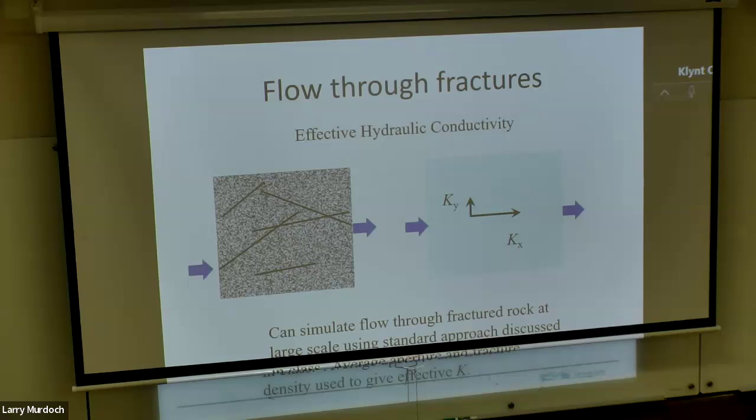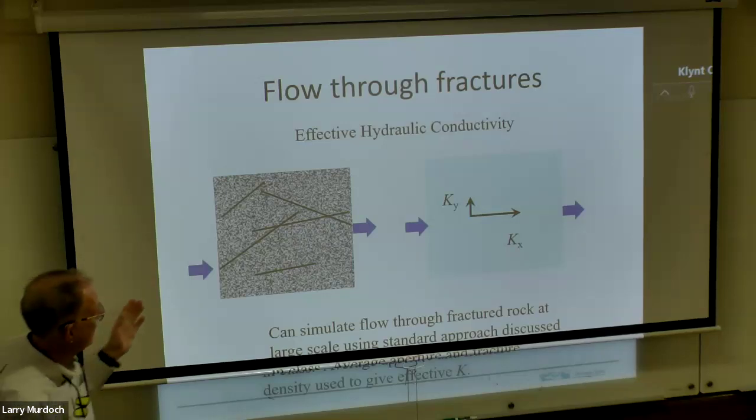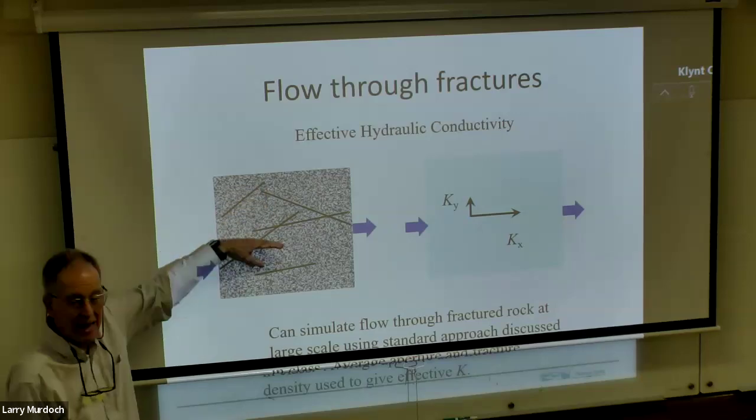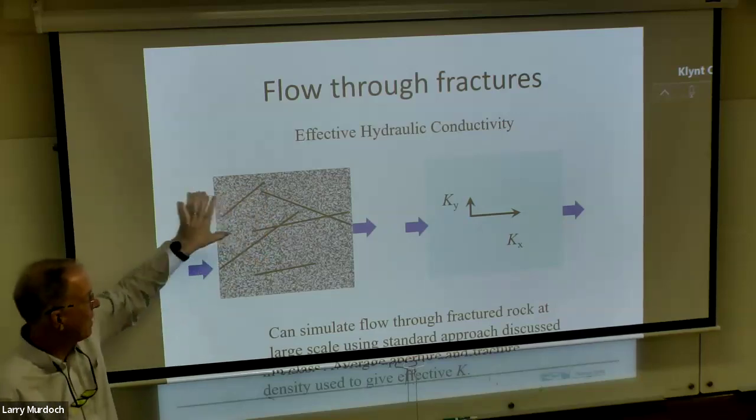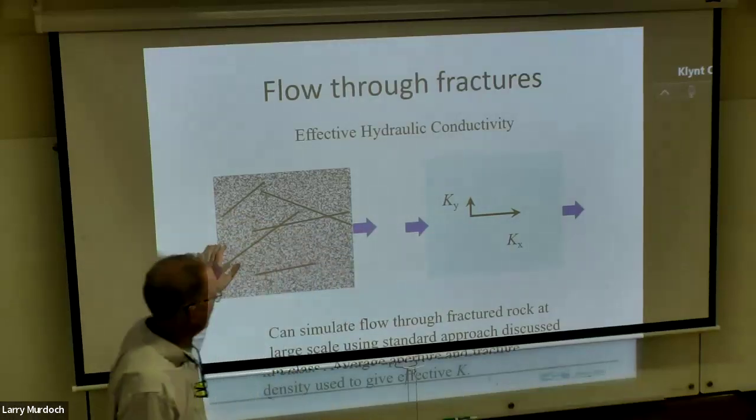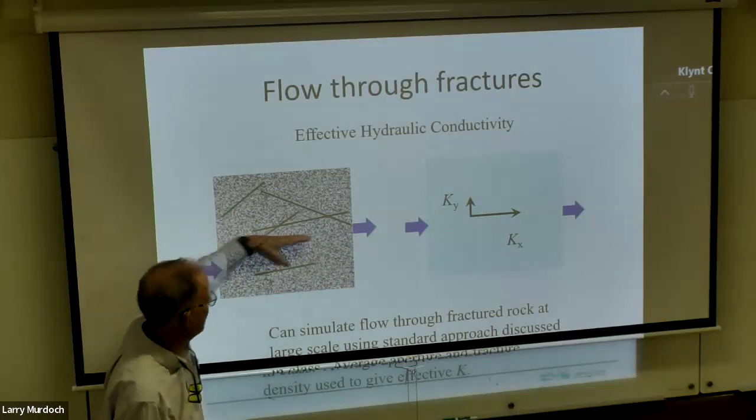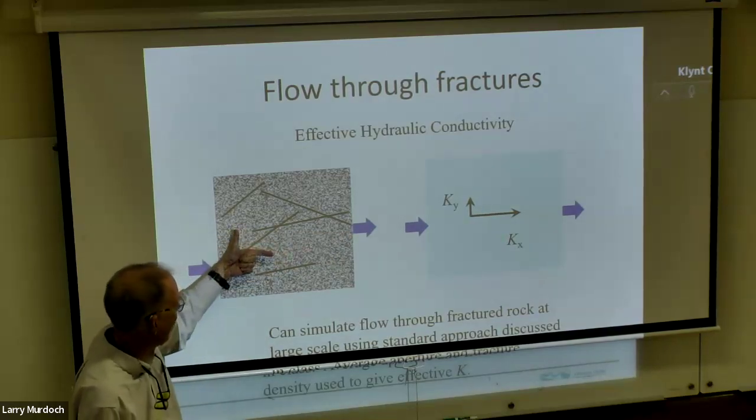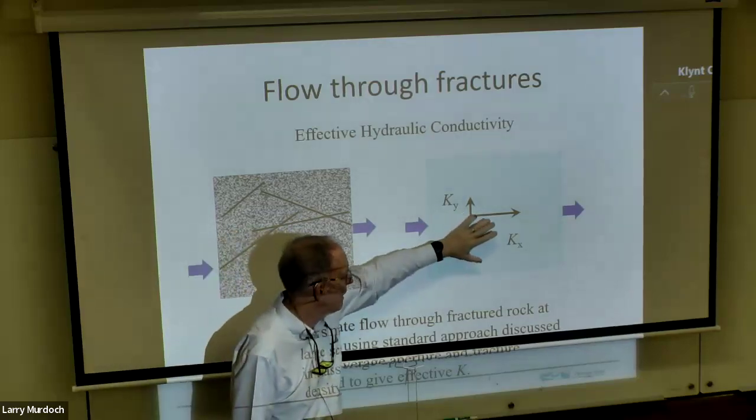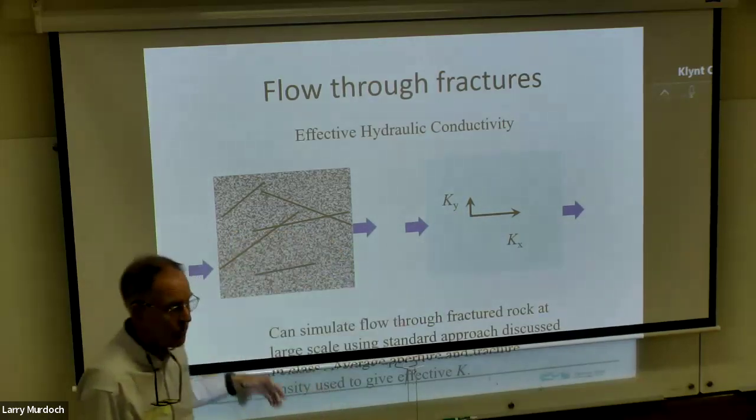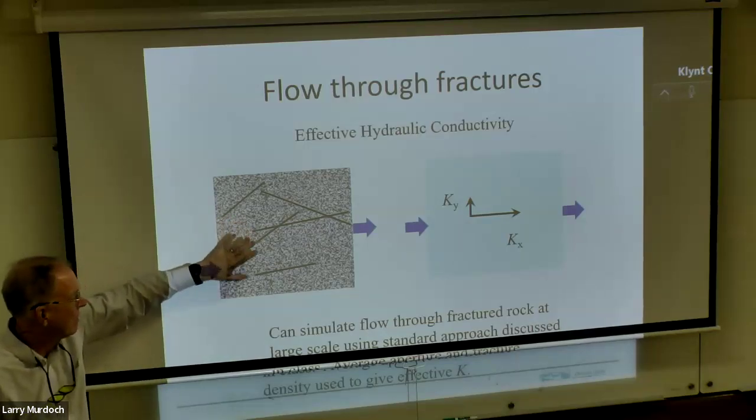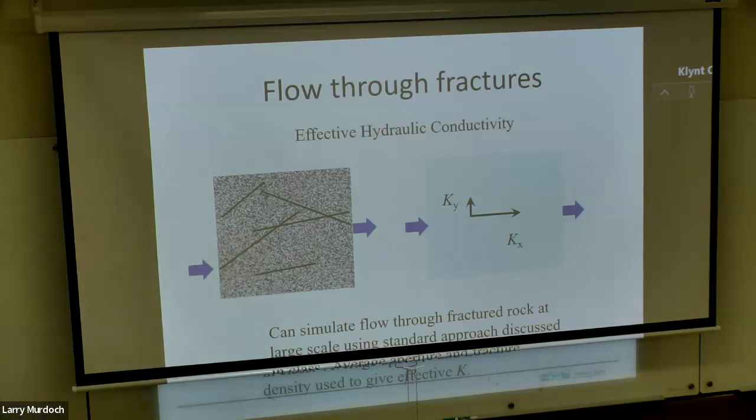Okay. But we also saw that if we wanted to do this with a porous media that was layered, and we wanted to represent it with a single block, that the layers were going like this. It would cause the hydraulic conductivity in this direction to be greater than that. So it ended up being anisotropic. So we can do the same thing with fractured material and end up with an equivalent anisotropic material.